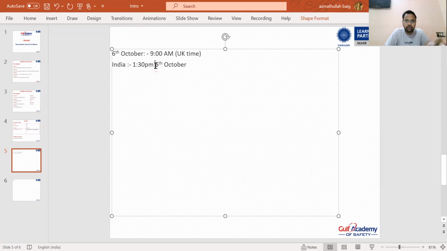If you're not in India, please check your time zones. Compare your time zone with UK: 9 a.m. in UK, what is your time in your country? For example, if you are in UAE, what will the time be if it is 9 in UK? Compare your time zones and make a note of it. In India, it starts at approximately 1:30 p.m. on 6th of October.